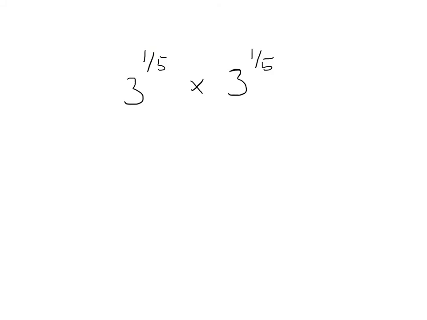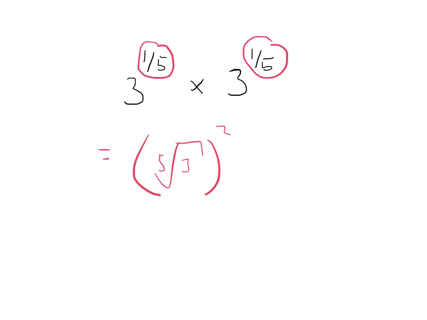So what does something like this mean? 3 to the power of a fifth times 3 to the power of a fifth. Well, it's the fifth root of 3 times itself. So that's equal to the fifth root of 3 squared. And that makes logical sense, because if you think about it, if we add these two together, we get 3 to the power of 2 over 5. That 5 is telling us that we want the fifth root, and that 2 on the numerator is telling us to square this answer.